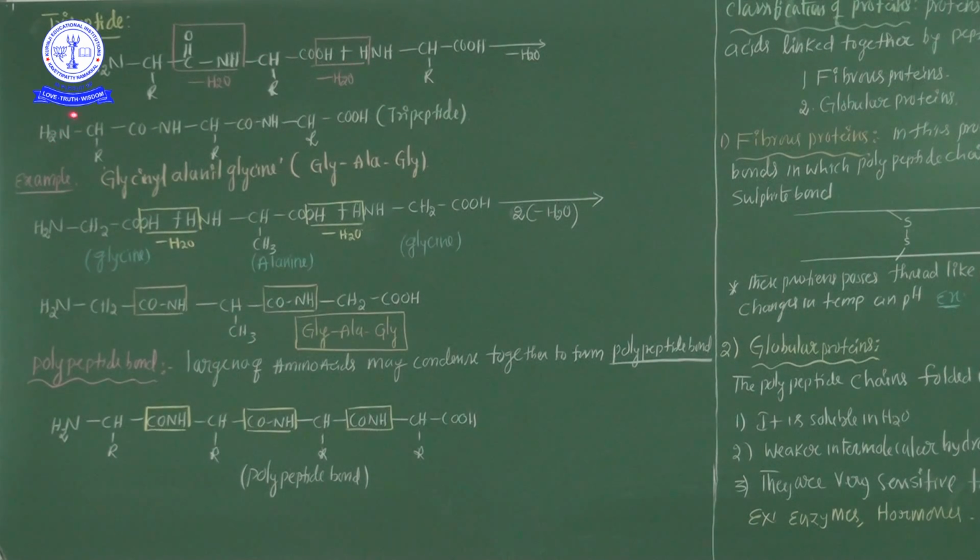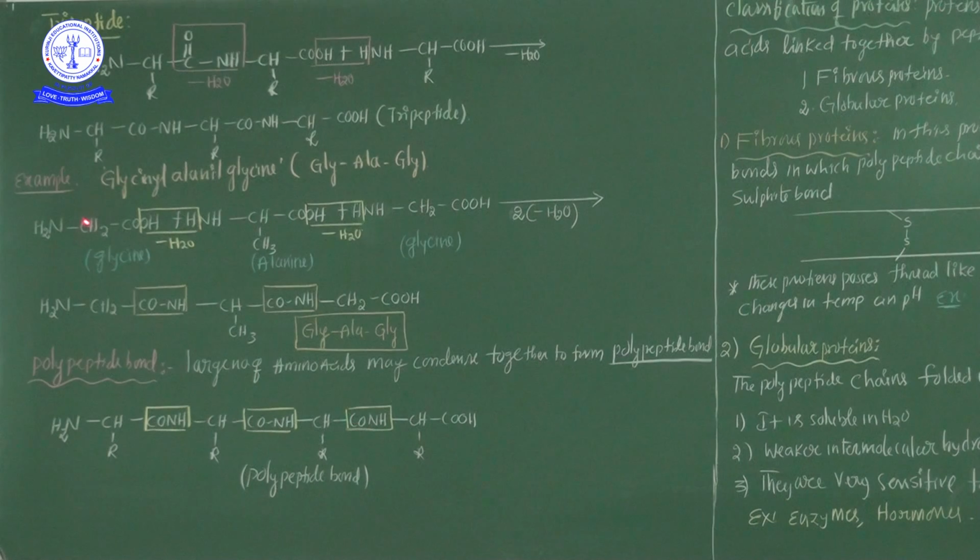See now here, NH2CHR CONH, this is a CONH. Upper here CHR CONH and CHR COOH. This is a tripeptide. Tripeptide is nothing but three amino acids connected together, hence forming two CONH bonds. Is it clear?